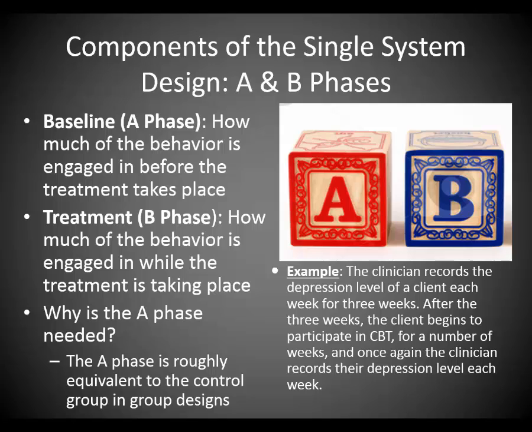As part of this example, the clinician would record the depression levels of a client each week for 3 weeks. There's a number of different ways that a researcher could do this. They might use a shortened version of the Beck Depression Inventory and take measures of a client's depression each of the 3 weeks before the intervention actually takes place.